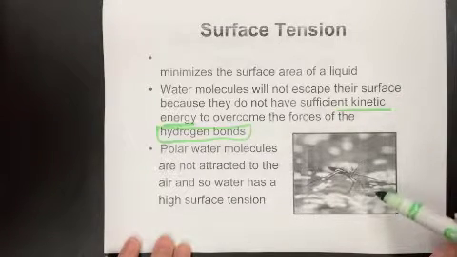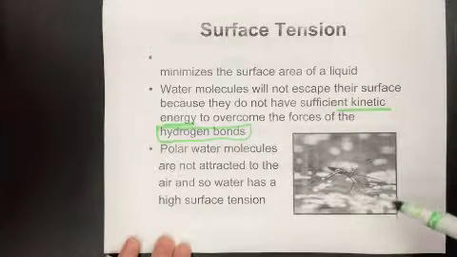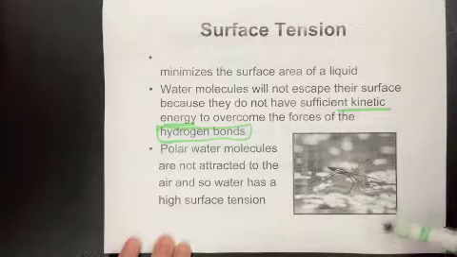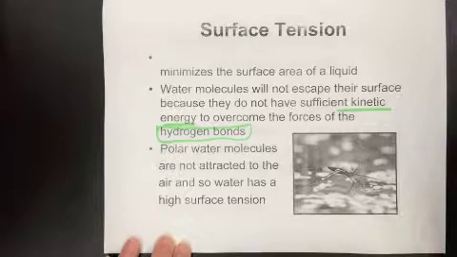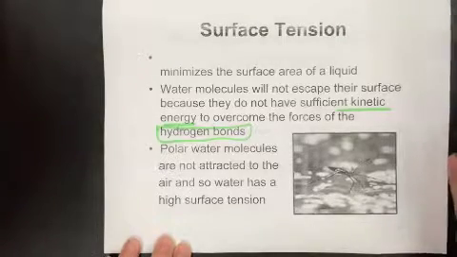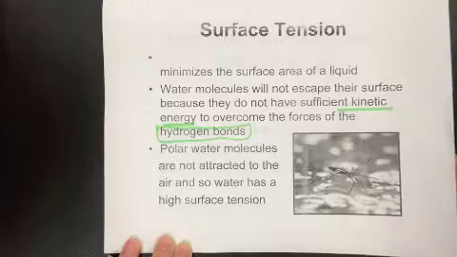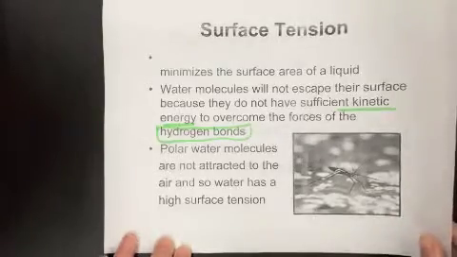So that's why bugs and certain things like that are able to walk on it, because they don't put enough force onto the actual water to break that surface tension. Now, if you take something heavier like a cat or a dog, of course they're not going to be able to walk across because they put too much force, and they are able to break that tension.